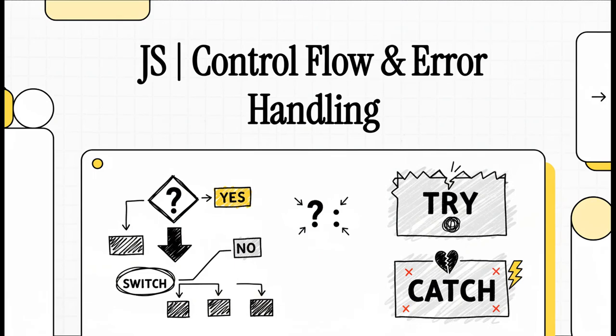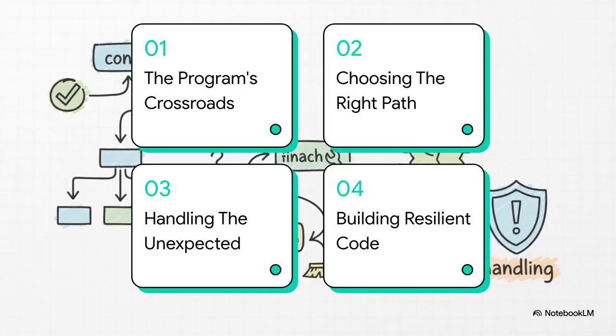Welcome to Developer Roadmaps. In this explainer, we're going to map out a really crucial part of JavaScript: how it thinks, how its logic flows, how it makes decisions, and just as important, what it does when things inevitably go wrong. So here's our game plan for today.